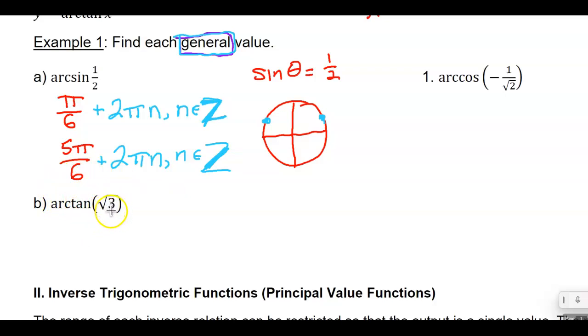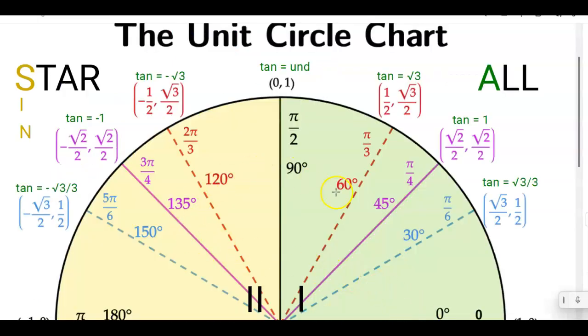So at what radian measures do you have a slope of that angle, if you will, that's equal to root 3? Now, if you took my advice last week, you already wrote that on your unit circle. Up here I put tangent equals root 3. So I know it's pi over 3 where it equals root 3.